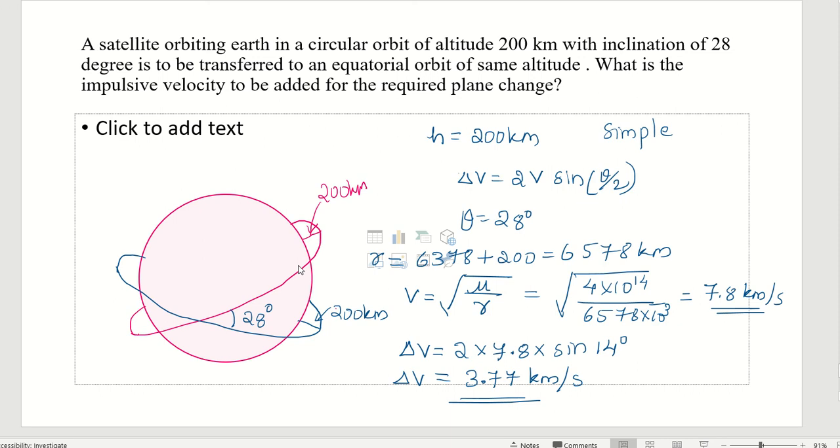The question asked for the impulsive velocity to be added for the plane change. So delta v is equal to 3.77 kilometer per second is the impulsive velocity we have to add, so that we can get a plane change of 28 degree. So it is a simple plane change, that is, our altitude is the same, so the magnitude of velocity is not changing, only the direction is changing.